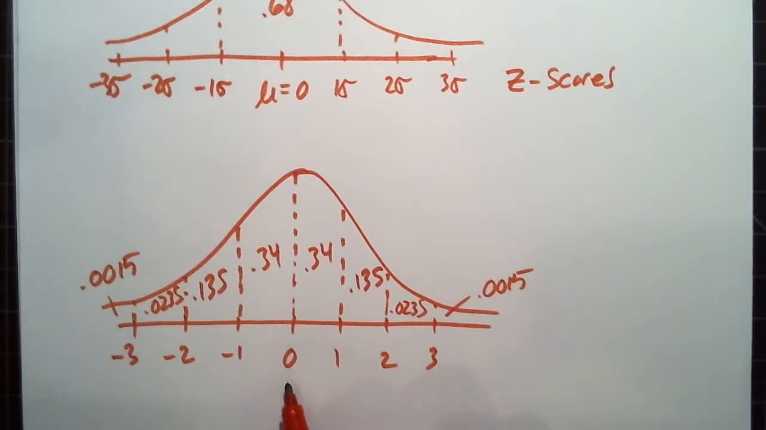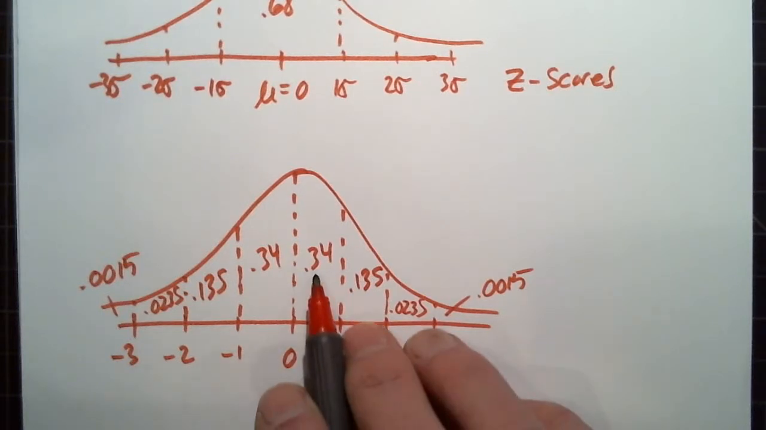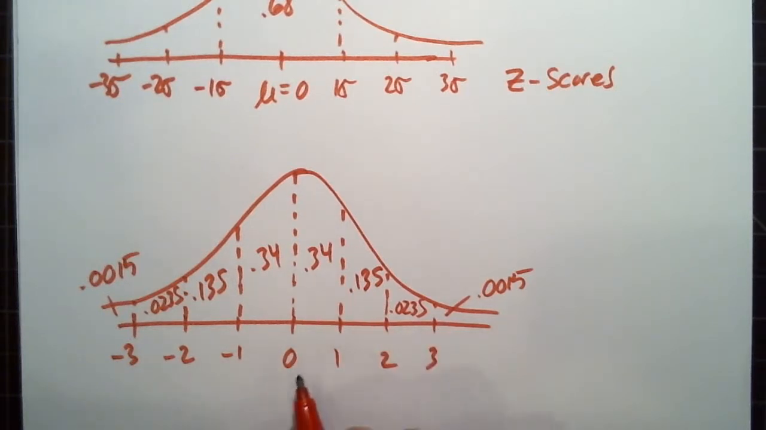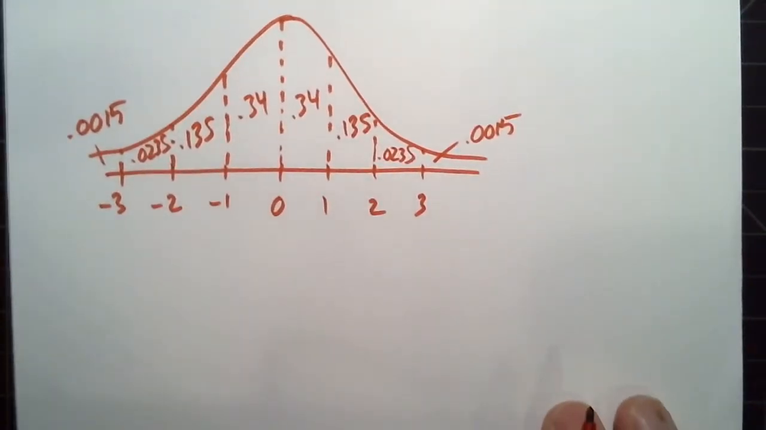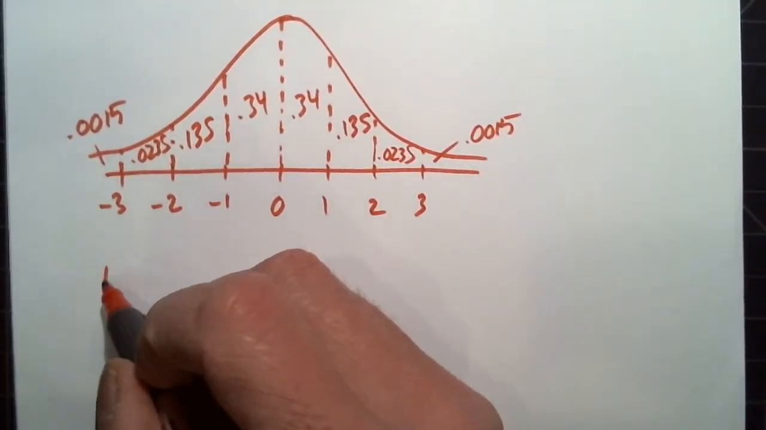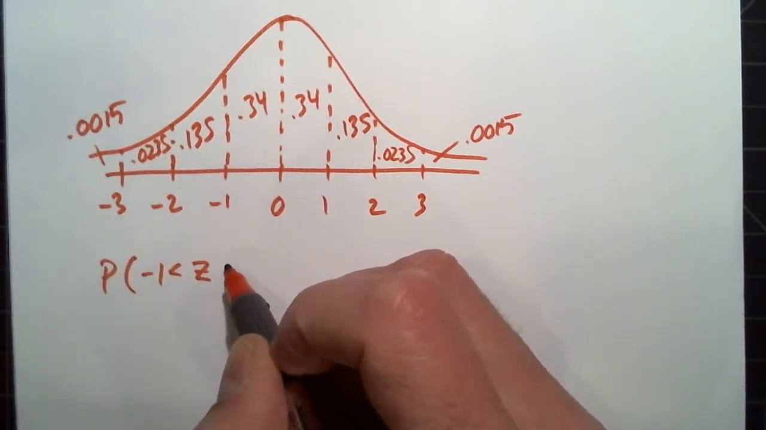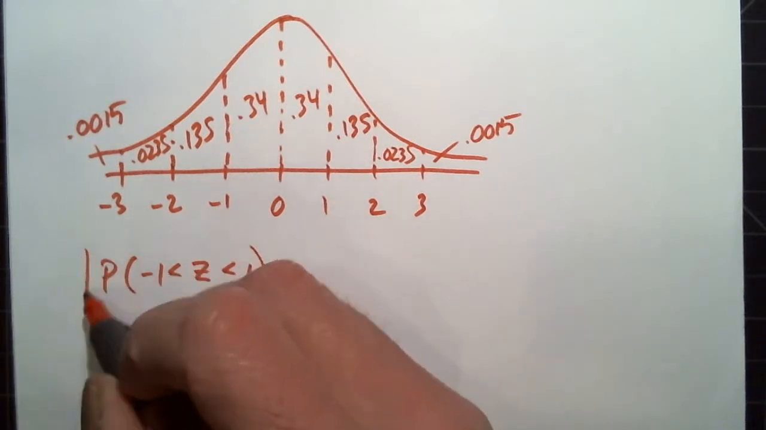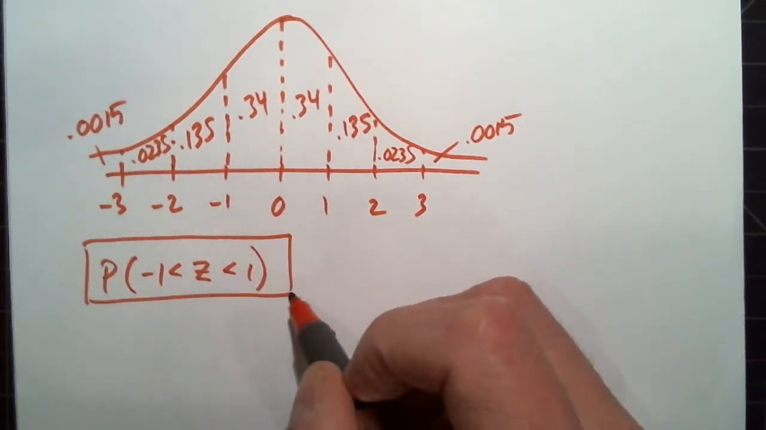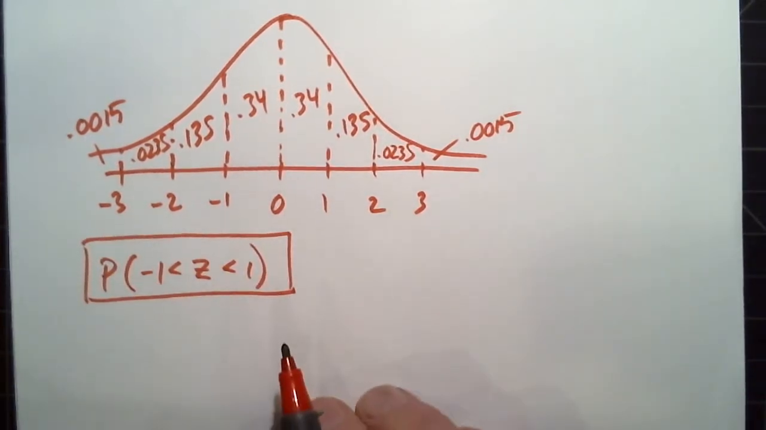So what's the probability of a variable having the value from 0 to 1? It's 0.34. And we can just look at these values to answer questions about probability. Find the probability that z is between -1 and 1.